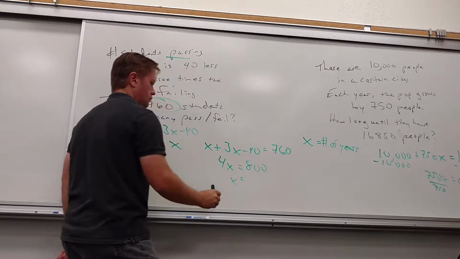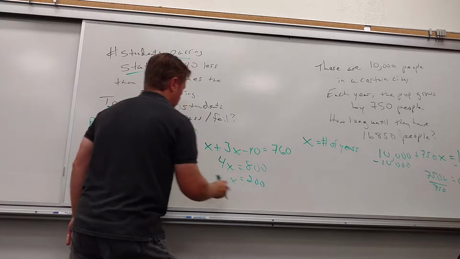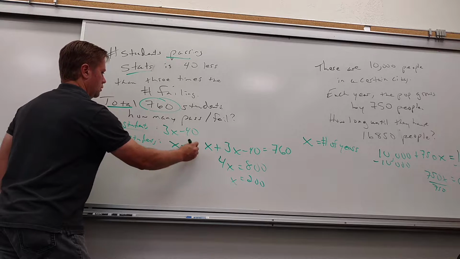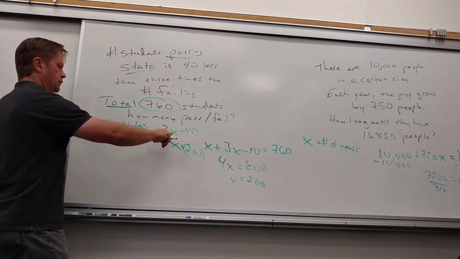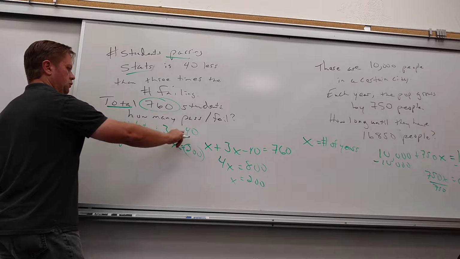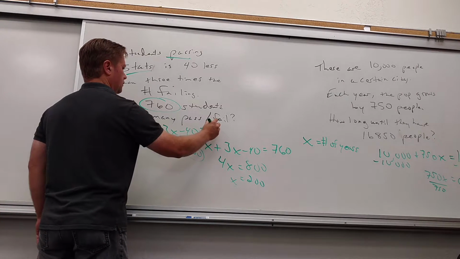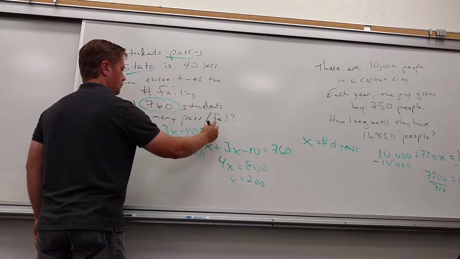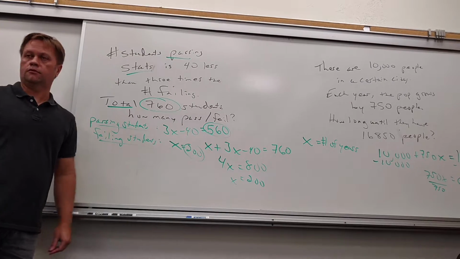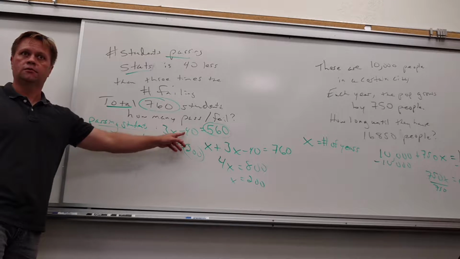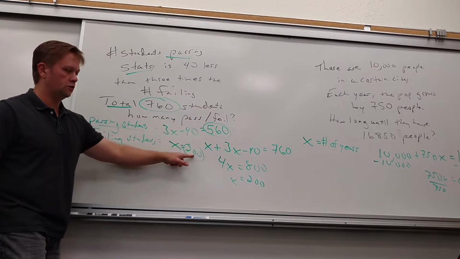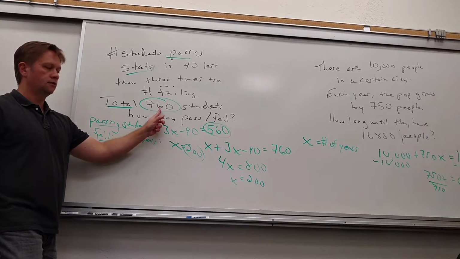X equals 200. So that means 200 students failed. How many passed? 3 times 200 is 600, minus 40 is 560. What's 560 plus 200? Thankfully it is 760.